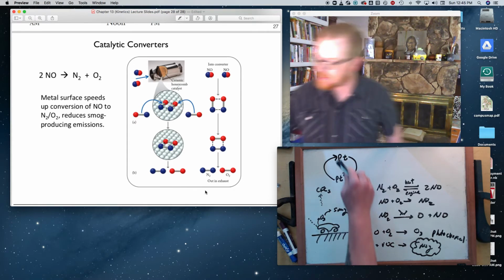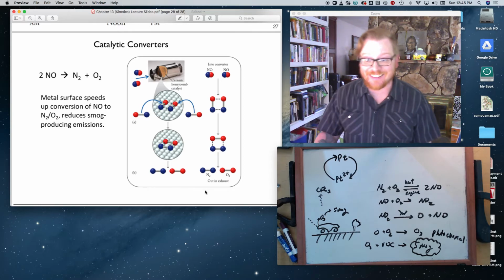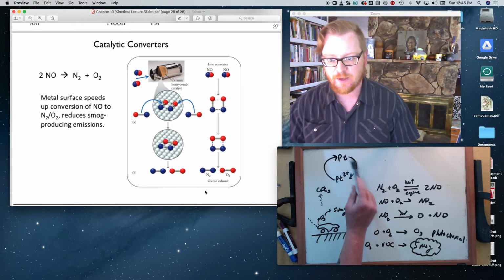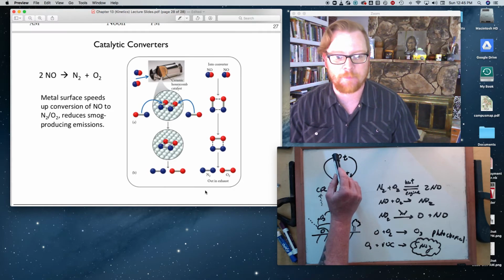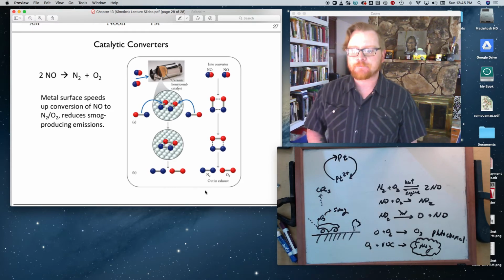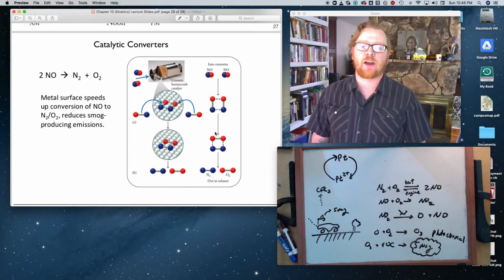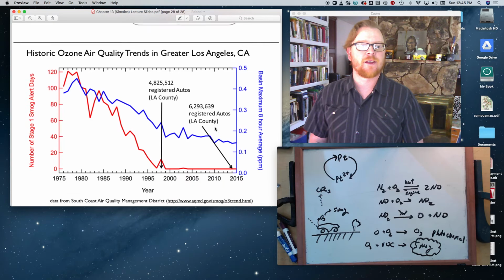Okay, so you can see this is why the platinum is the catalyst. It's the catalytic converter because it's always going round and round from its +2 state back to its 0 state. And what this does is greatly reduce the amount of NO. And I'll show you the evidence of how this works.